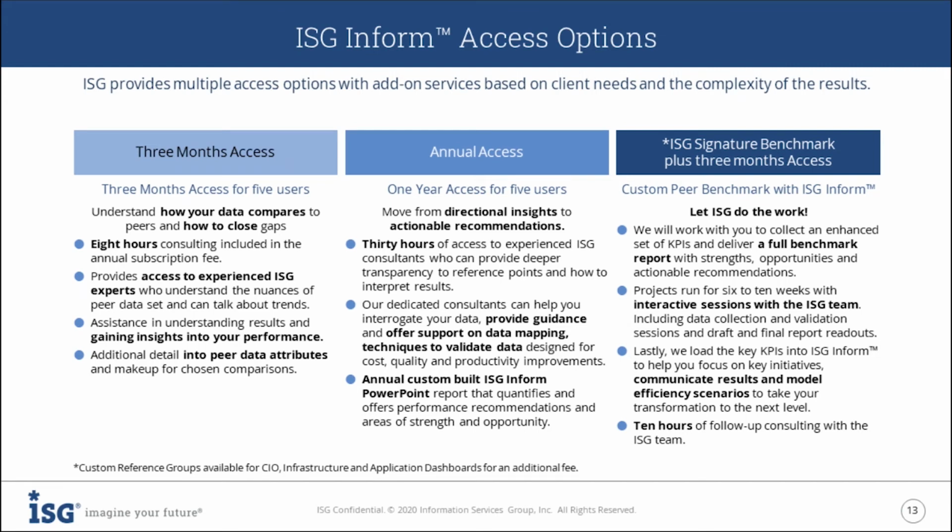And here, though, we move away from the traditional directional insights and towards more actionable recommendations. We also include a custom report that quantifies the results and provides performance recommendations. And finally, the third level of access to Inform, we call it our signature benchmark option, is a significantly more comprehensive engagement and is frankly designed for an IT organization looking for an enhanced set of KPIs and a full benchmark report with actionable recommendations.